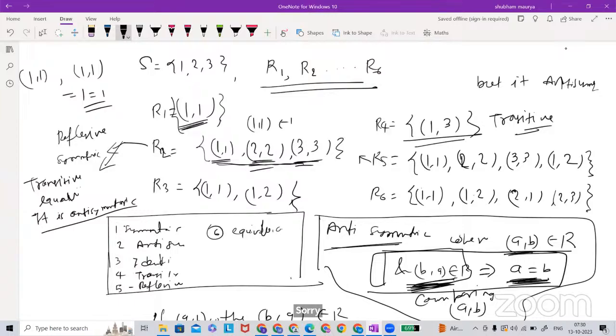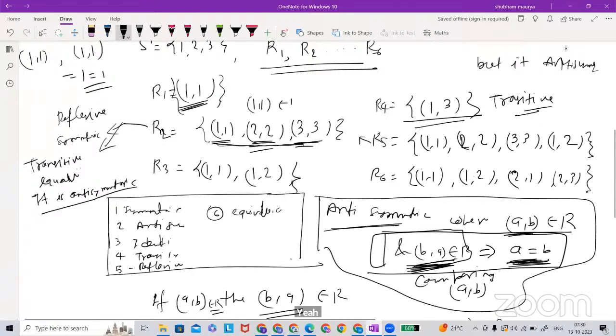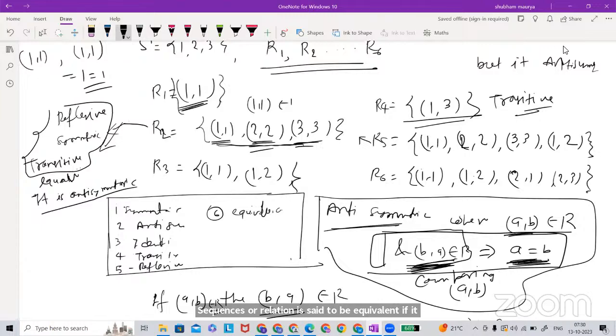Is that clear now? Antisymmetric and symmetric, yes, sir, clear. One more, sir: what is the difference between equivalence and identity? A relation is said to be equivalence if it follows all three: reflexive, symmetric, and transitive. If a relation follows them, you just say that this is an equivalence relation. And identity is different. What is the identity relation? Anybody?